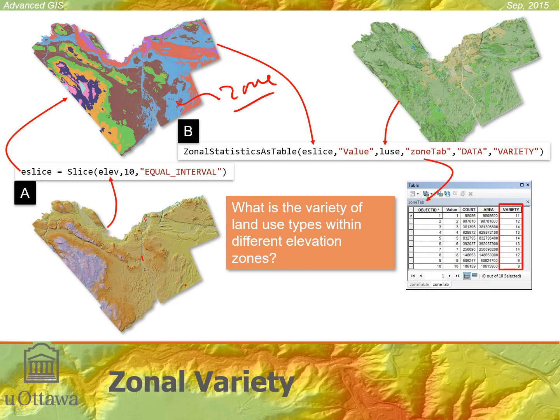Then I also have land use. And I want to get zonal statistics as table. For each of these elevation zones, I want to get the average elevation. So I use the zonal statistics as table. I put in my zone layer, which is always the first one.